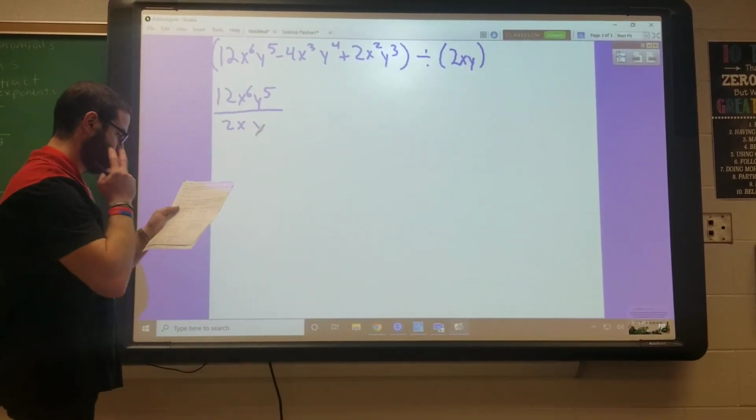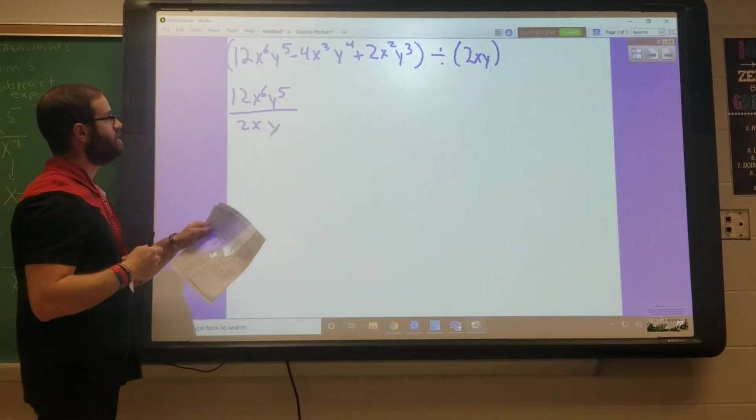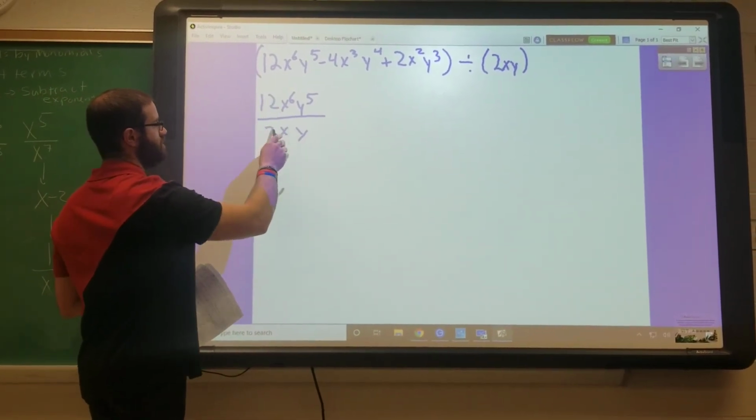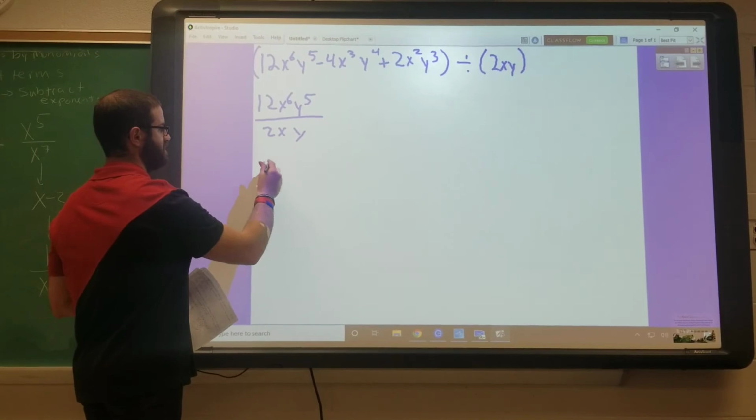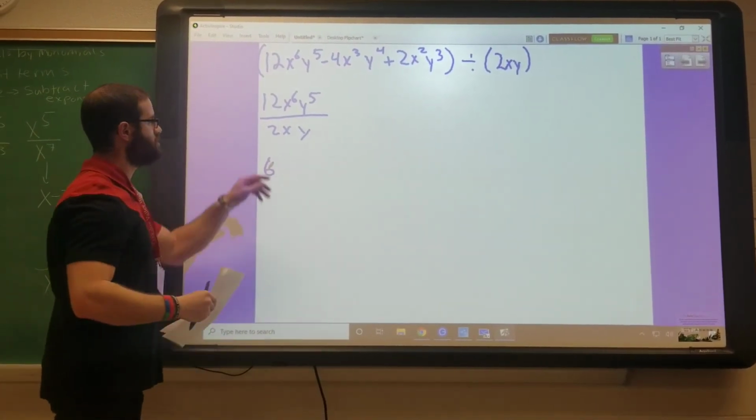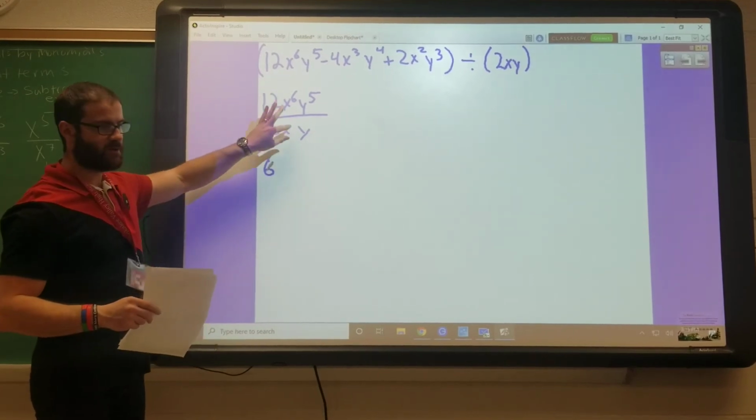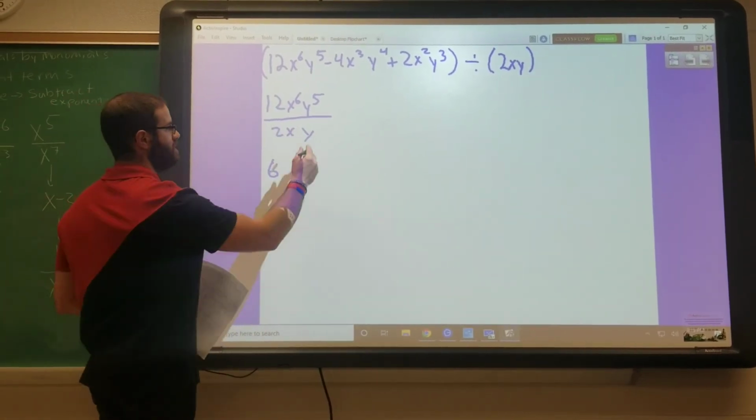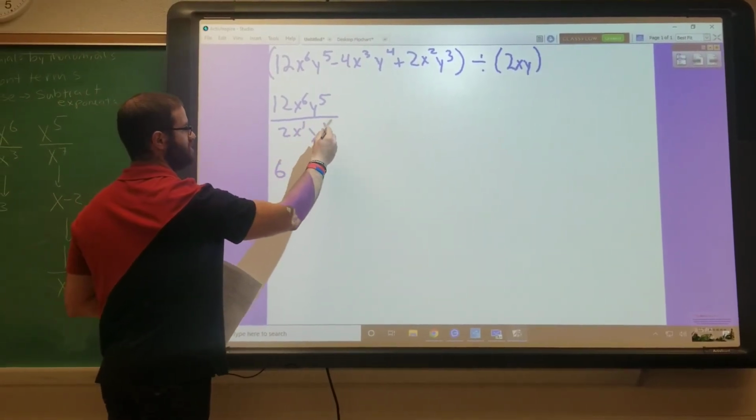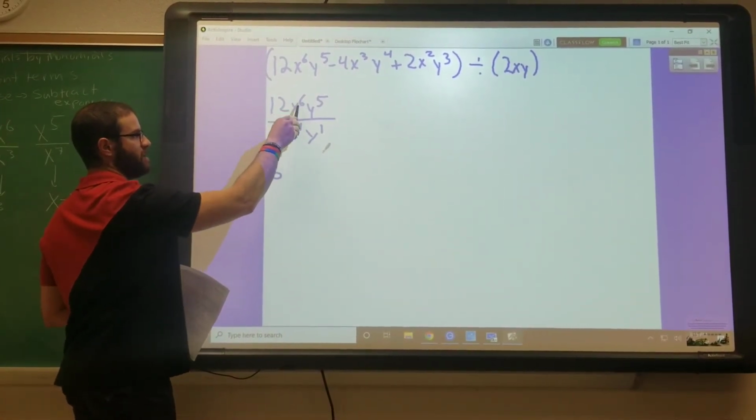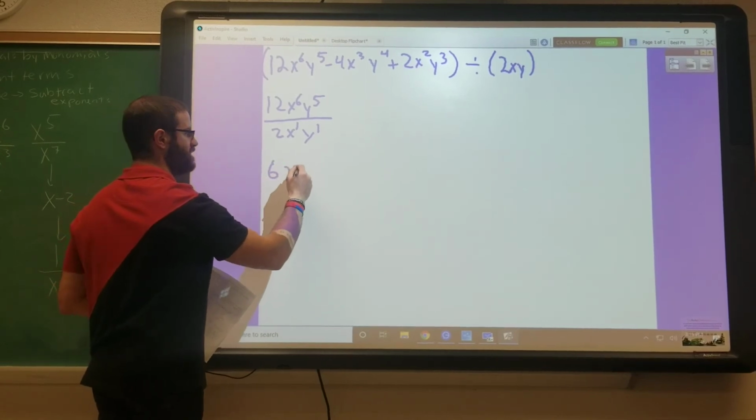All right, so 12x to the 6th, y to the 5th over 2xy. On this one, let's take it one step at a time. 12 divided by 2 is 6. Keep in mind, I'm dividing the actual numbers, but I'm subtracting the exponents in the terms that have exponents. This is really x to the 1st, and this is really y to the 1st. So what's 6 minus 1? Just look at the x's right now. It's 5, right? So I'm going to have x to the 5th.